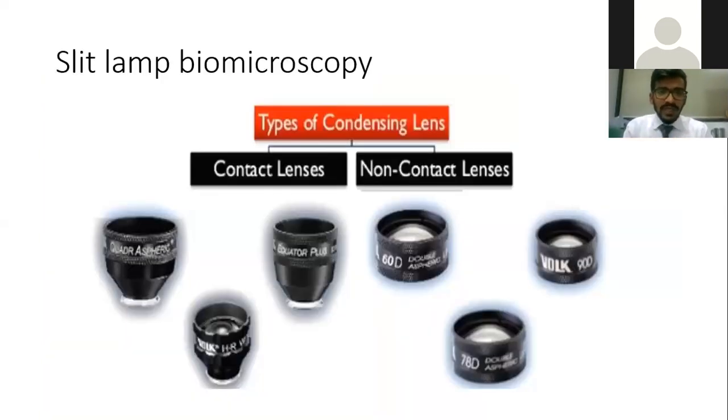Moving on to the slit lamp microscope, generally we use a non-contact lens, that is a 78D or 90D. Obviously contact lenses can also be used.